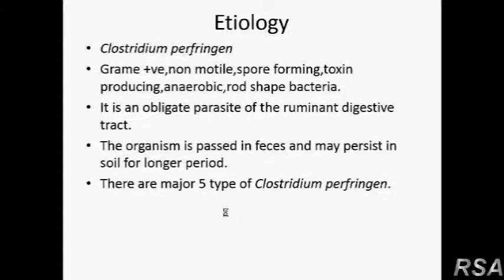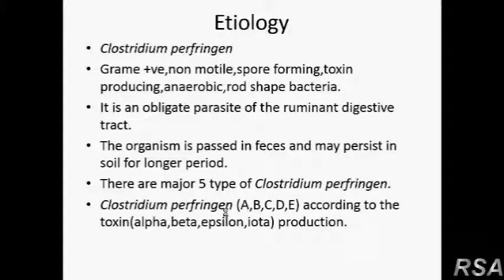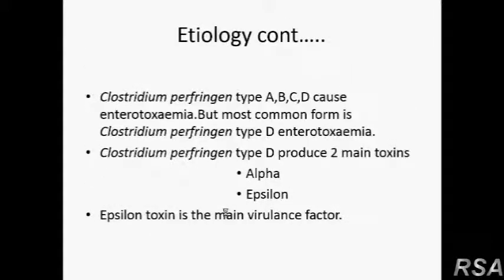There are 5 major types of Clostridium perfringens: A, B, C, D, E, according to the toxins produced: alpha, beta, epsilon, iota. Clostridium perfringens types A, B, C, D cause enterotoxaemia, but the most common form is Clostridium perfringens type D enterotoxaemia. Type D produces 2 main toxins, alpha and epsilon. Epsilon toxin is the main virulence factor.